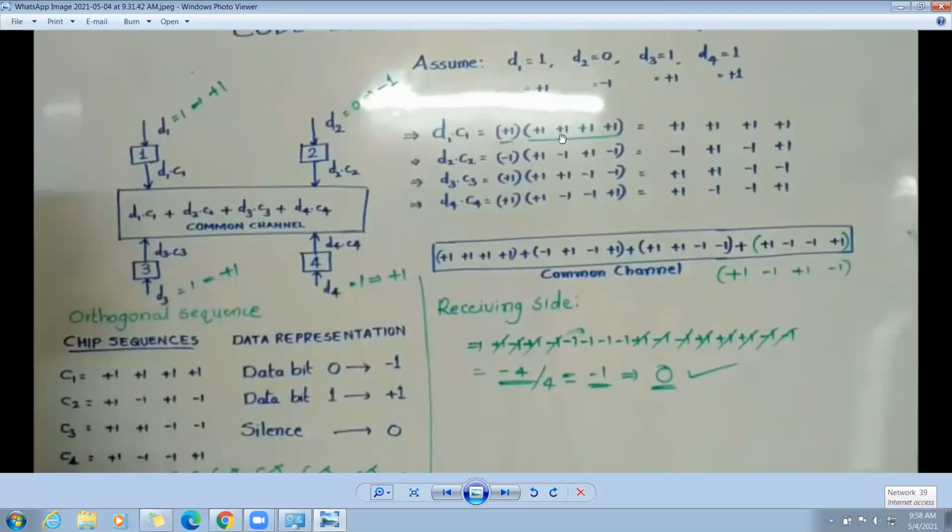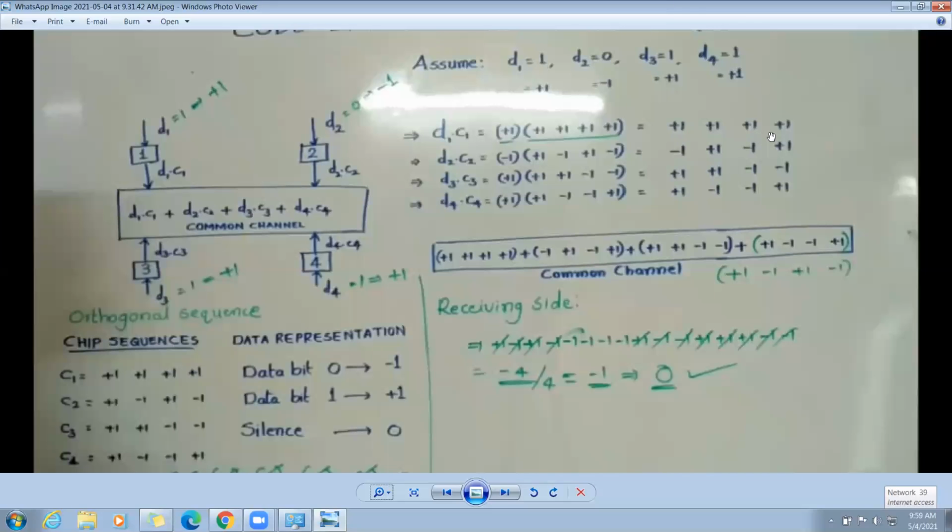See here how D1 and C1 are combined. On the right side, see my cursor point. D1 into C1 are combined and transmitted in the common channel. D1 we know is +1. C1 we know is +1, +1, +1, +1. See, +1 into +1, +1 into +1, +1 into +1, +1 into +1.